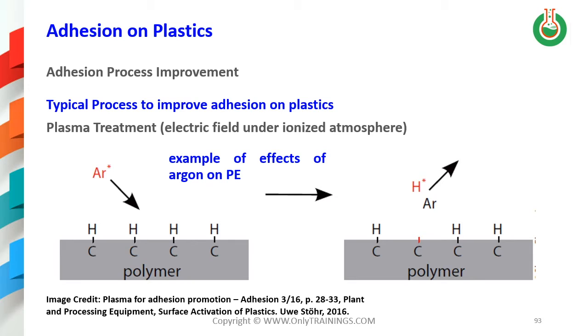Here is an illustration of the activation of the polymer surface using argon on polystyrene. So the argon particles hit the polymer surface, breaking the chemical bond and removing the hydrogen from the molecule of the polymer.